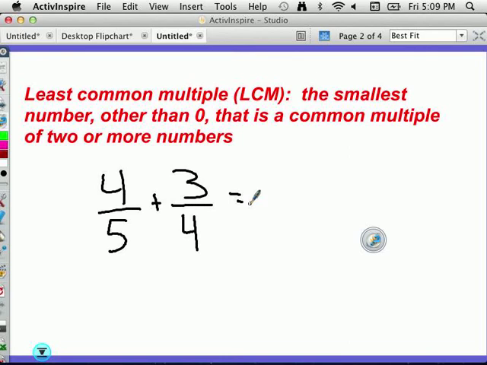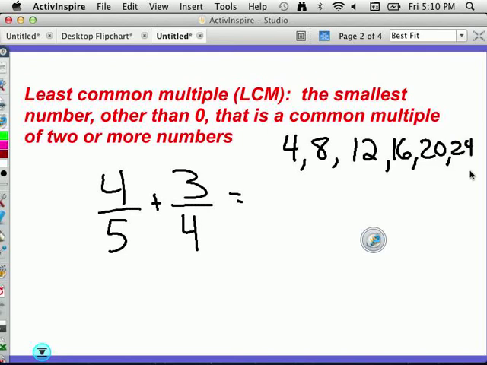Okay, and instead of guessing, one strategy that I'm going to use is I'm going to list my multiples of 4. I'm going to start with the lower number. Let's go. 4, 8, 12, 16, 20, 24. Okay. Mr. Valentine, please list your multiples of 5. 5, 10, 15, 20, 25.